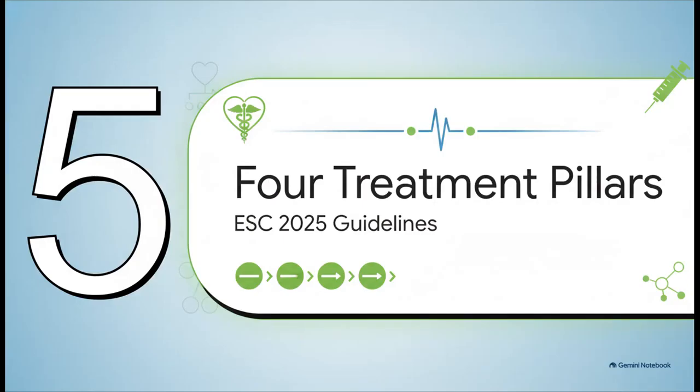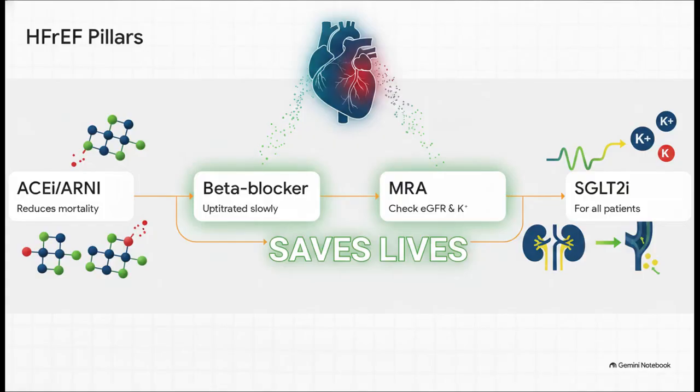All right, the final stretch, Section 5, the 4 treatment pillars. This is where we focus entirely on the ESC 2025 evidence-based guidelines to actually manage and treat these patients. For our patients with reduced ejection fraction in NYHA classes 2 through 4, we deploy the 4 pillars. The goal here isn't just to make them feel a little better. These 4 drug classes actively reduce mortality.